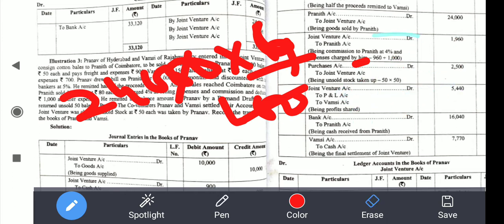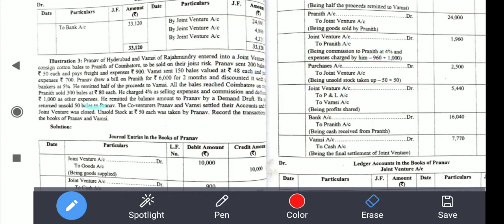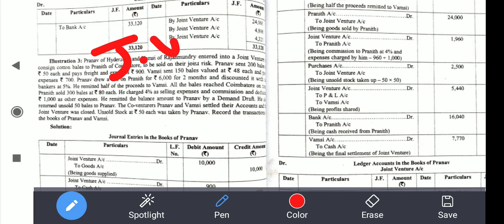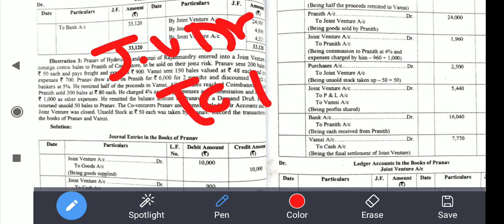Okay, so what is the general entry? After charging the commission to Pranit, very simple, we have to write the general entry. Joint venture account debit to Pranit account. The amount was 1,960. 960 is the commission amount, and 1,000 is the other expenses amount.